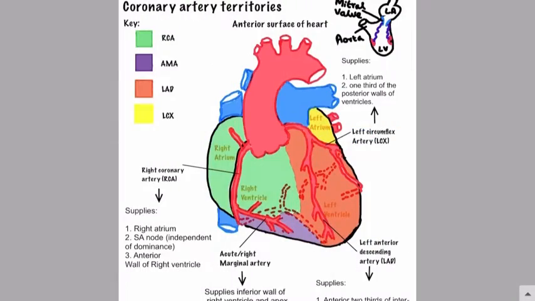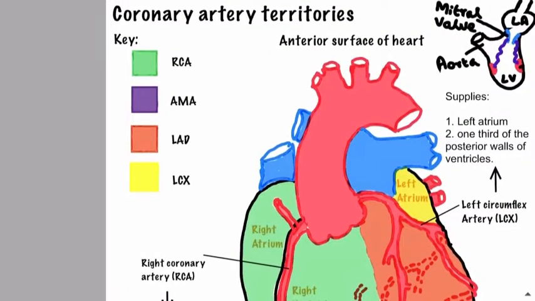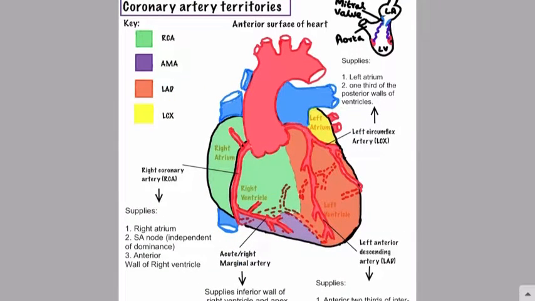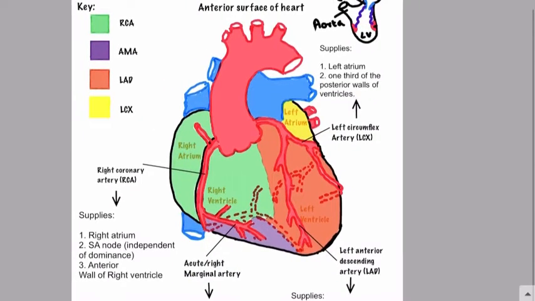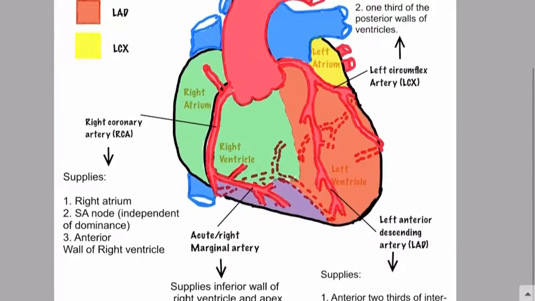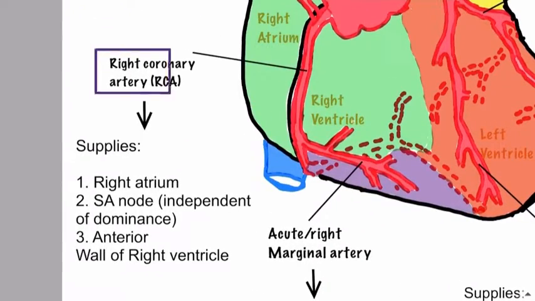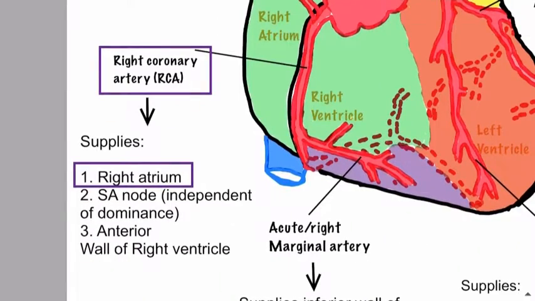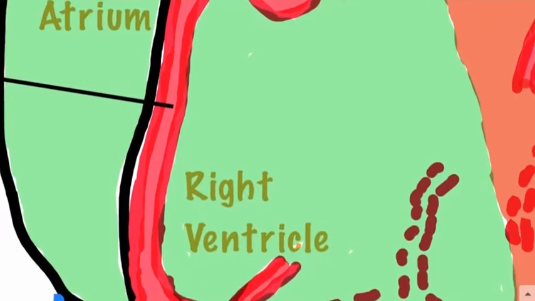Okay, now let's move on to the coronary artery territories, or the areas of the heart muscle supplied by the different coronary arteries. Over here I have shown a diagram in which different areas of the heart are shaded. If we talk about the RCA, the territory of the RCA is highlighted by the green color. You all should know that the RCA, or right coronary artery, supplies the right atrium as shown in the diagram. It supplies the anterior wall of the right ventricle shown in the diagram.